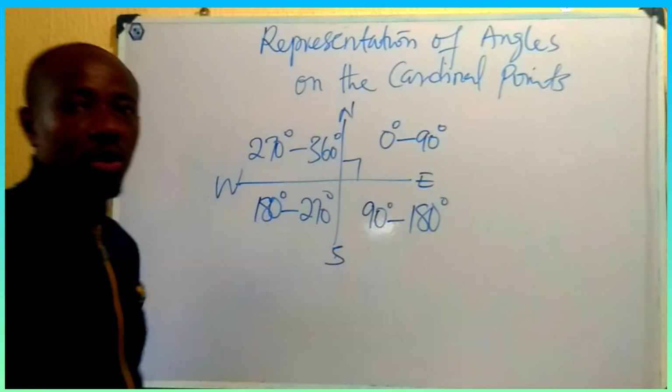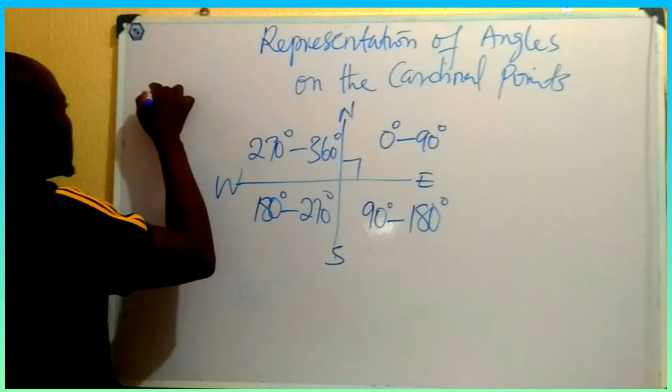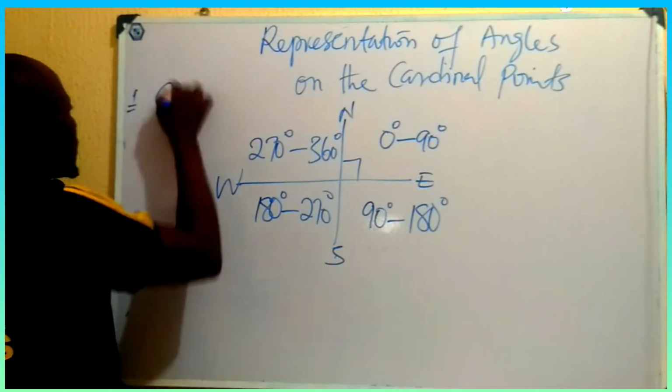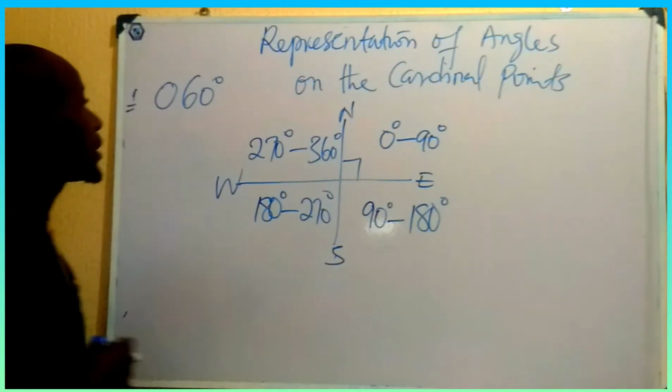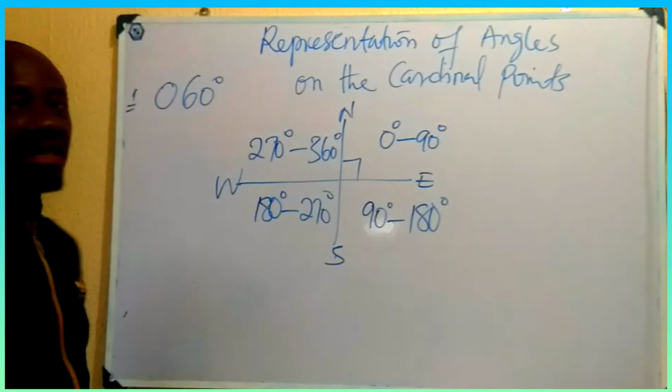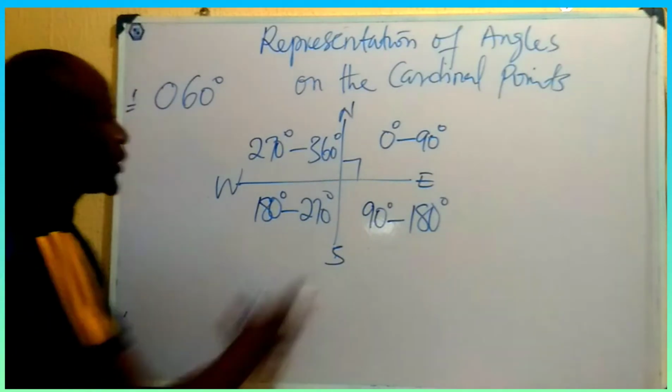We enter here. So if we want to represent 060 degrees, these 3 digits, angle, we want to represent it here. This is how it will look like.